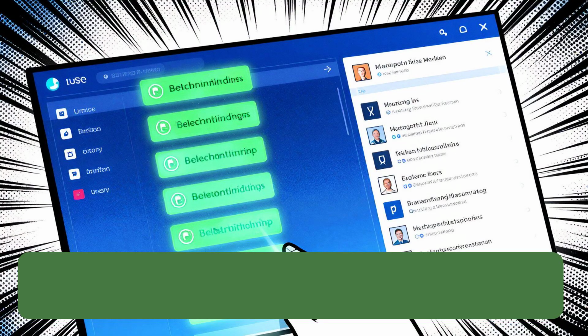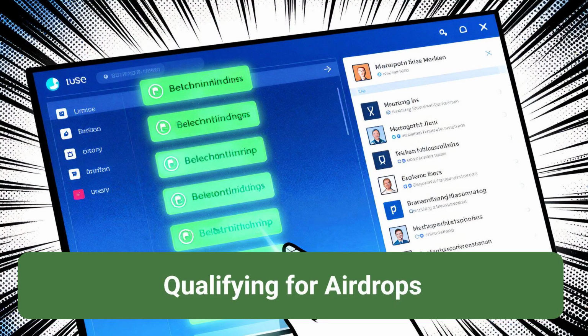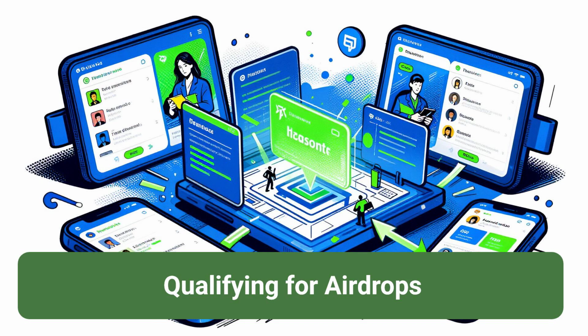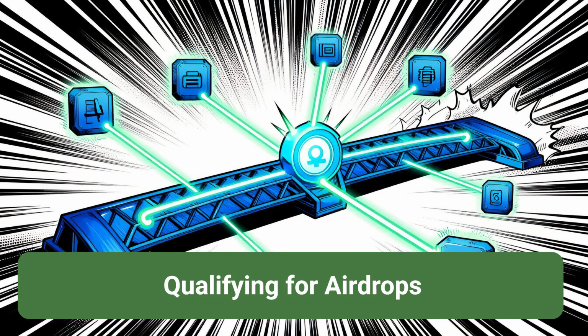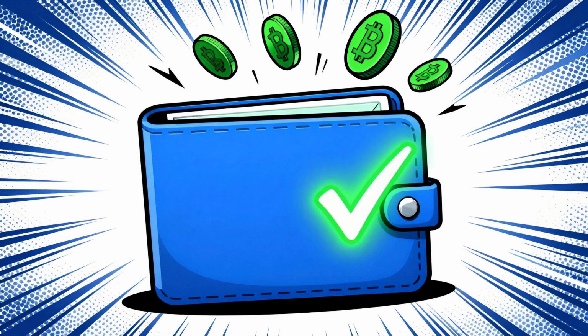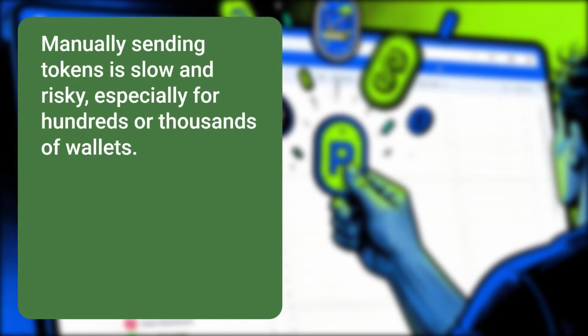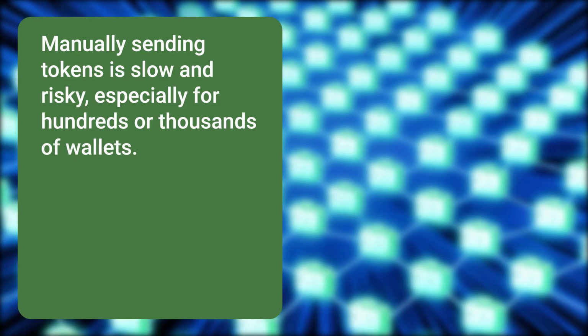Before an airdrop happens, projects need a list of wallet addresses. This list usually comes from activity on the platform. For example, users who traded on a decentralized exchange, used a bridge, or interacted with the protocol may qualify for the airdrop.